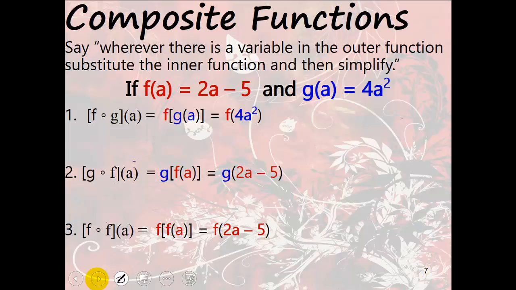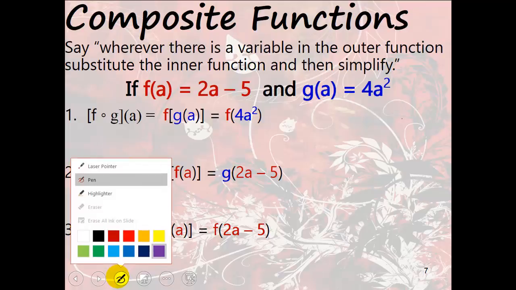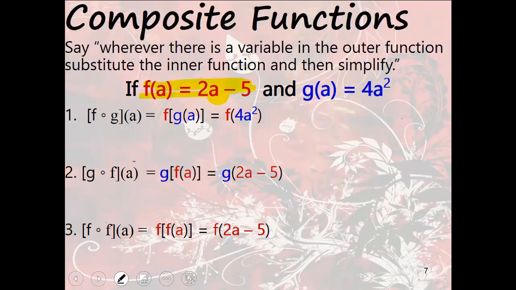All right, so now we're going to move on to composite functions, where we're actually plugging functions into other functions. It works the same way. I have these two functions, f of a, which is 2a minus 5, and g of a, which is 4a squared, and I want to find f of g of a. So that means I'm going to plug g of a into f. G of a is my inner one, and then I'm going to plug it into f. So basically I'm finding f of 4a squared. Why? Because g of a equals 4a squared.